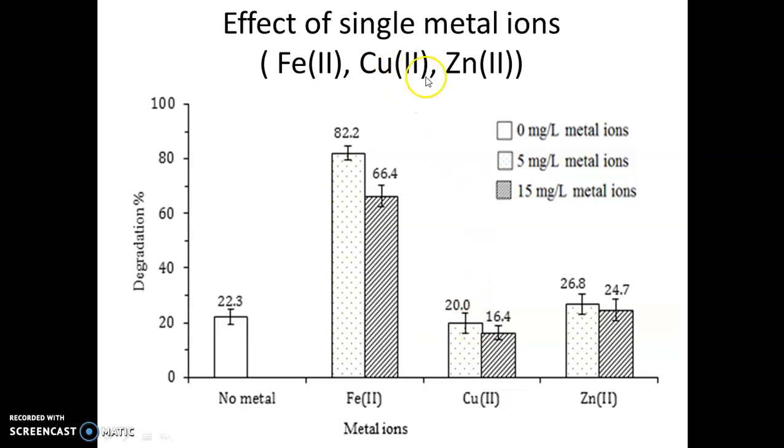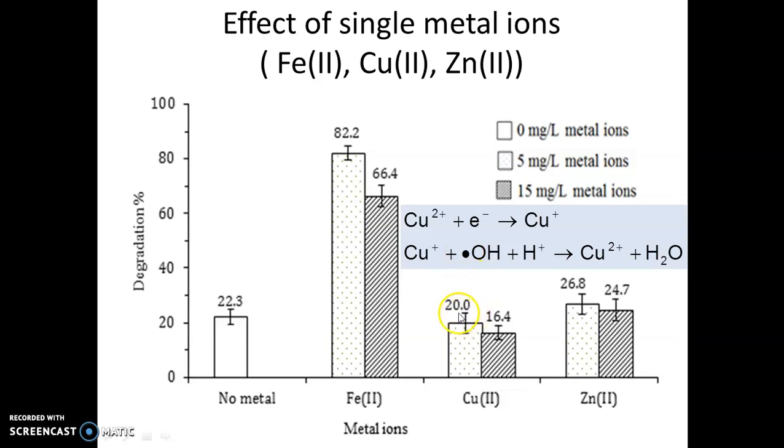However, the single copper-2 ion has slightly reduced the efficiency of degradation of glyphosate, and further reduction was observed when the concentration increased from 5 to 15 mg per liter, giving only 16.4% degradation. This is due to the formation of complexes between copper-2 ion and glyphosate, which is likely the contributing factor for the reduction.